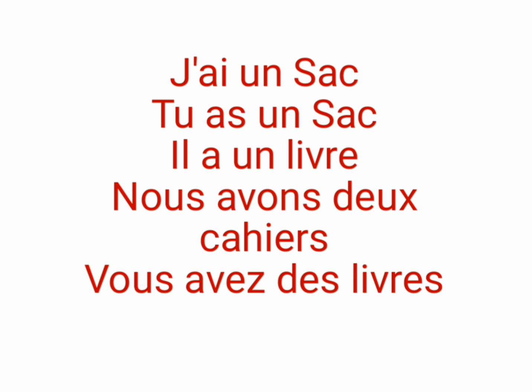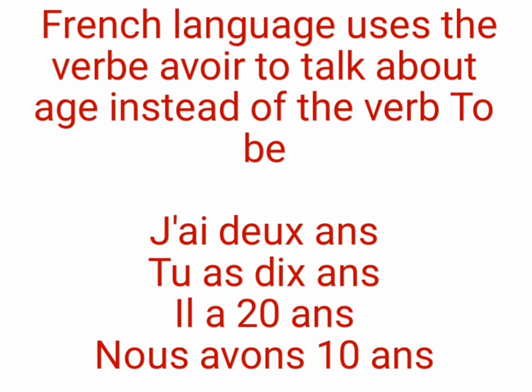Okay. Now, I want you to take note of this. When we are talking about age in the French language, we use the verb to have. That is the verb avoir, to talk about age, rather than the verb to be. In English, when we want to say I am 20, you use the verb to be, right? I'm 20, I'm 30, I'm 40, I'm 50, I'm 2. But in French, you use I have, which is j'ai. You use the verb avoir to talk about age.